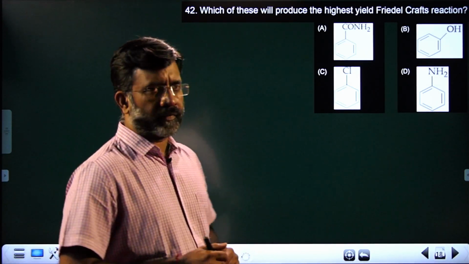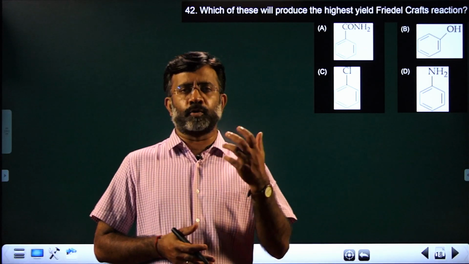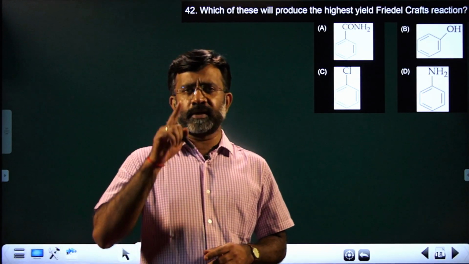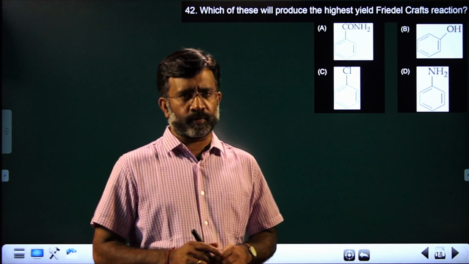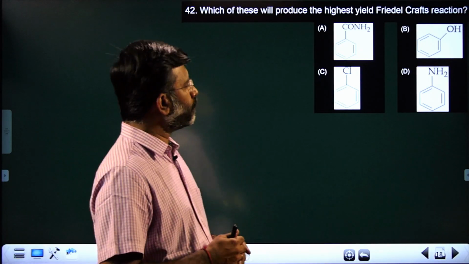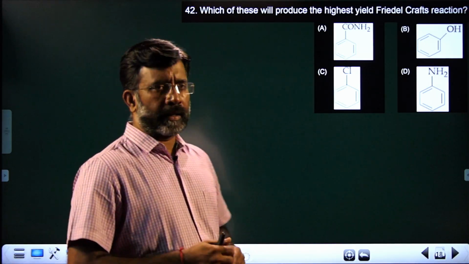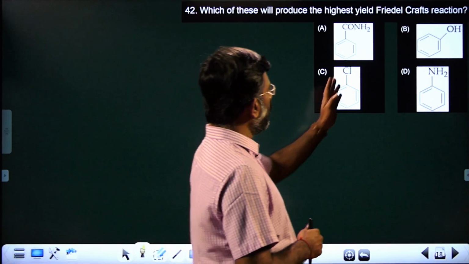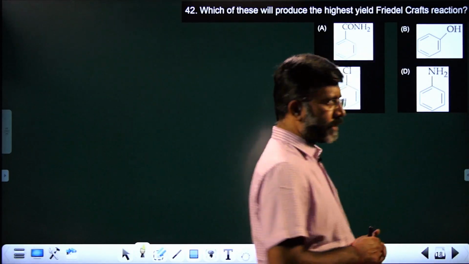Option B, phenol. Phenol is a highly activating group; the OH group is highly activating. Option C, chlorobenzene. Chlorine is a deactivating group, but it is ortho-para directing. Option D, aniline. Aniline has an NH2 group, an activating group, right? So there are 2 activating groups and 2 deactivating groups.